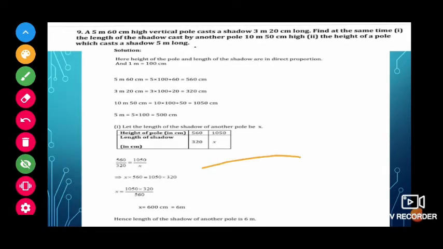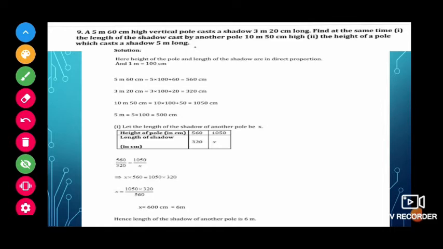Next, a 5 meter 6 centimeter high vertical pole casts a shadow of 3 meter 20 centimeters long. Find, at the same time, the length of the shadow cast by another pole 10 meter 50 centimeters high. The second question: the height of the pole which casts a shadow 5 meters long. Here they have given two sums. What is the given information?